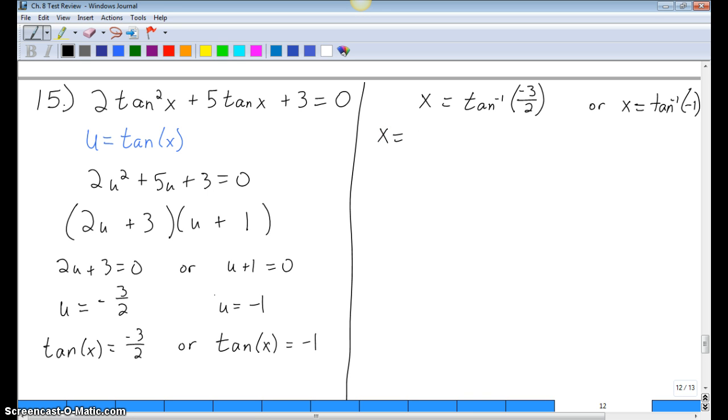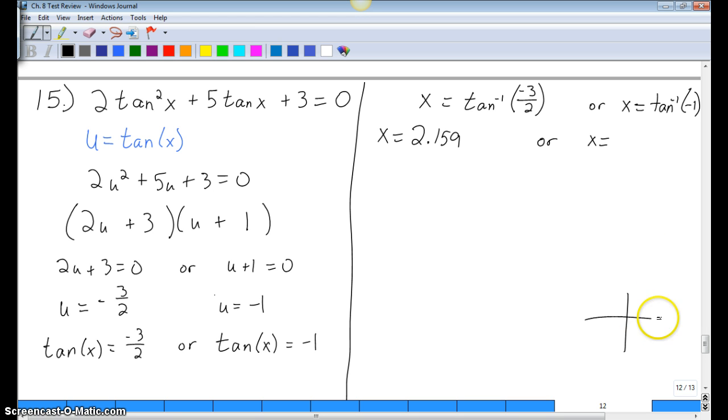So tangent inverse is somewhere between the first quadrant and fourth quadrant. And we're going to get 2.159. And then over here, here it is, a nice even number. Tangent inverse of negative 1. Well, that is on the unit circle as an exact value. And it happens to be tangent is negative 1 in, well, it's in that fourth quadrant.